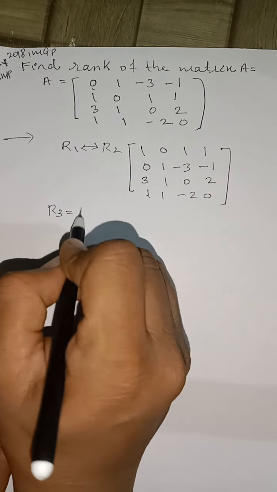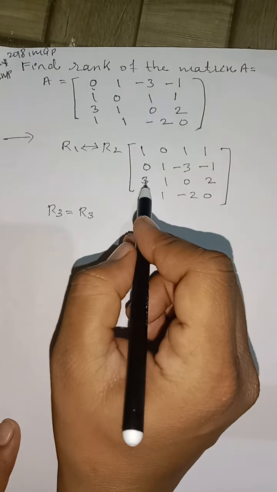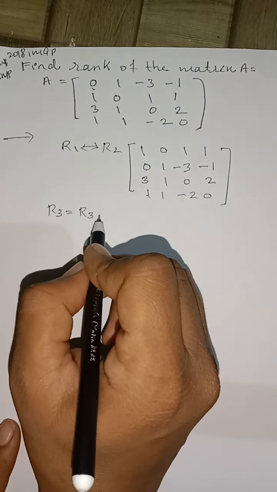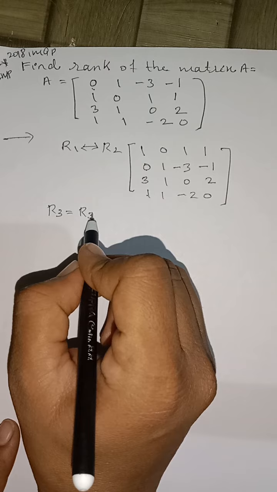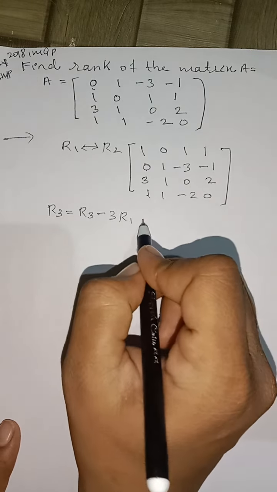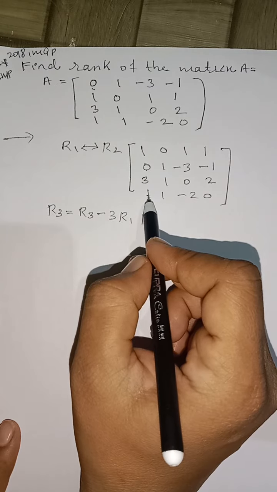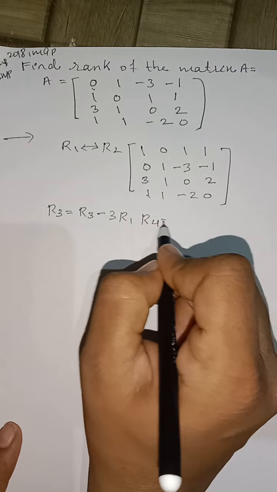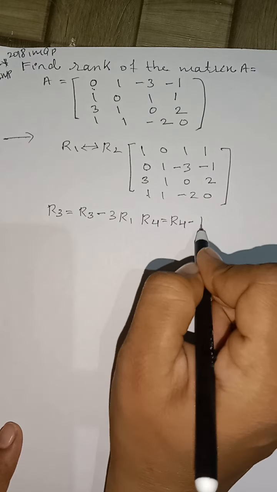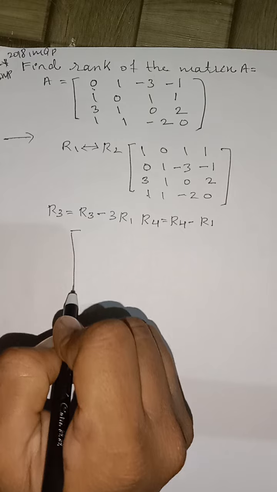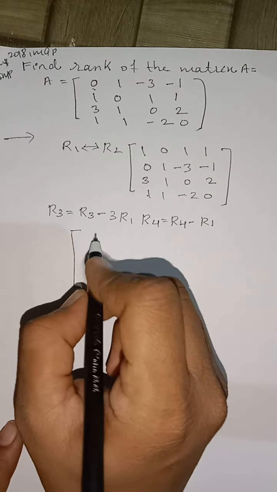What will be R3? R3 is 3 and here the element is 1. So I can write the operation as R3 equals R3 minus 3 times R1. For R4, the element here is 1 and here also 1, so you can directly subtract: R4 equals R4 minus R1. R1 and R2 will remain as they are.